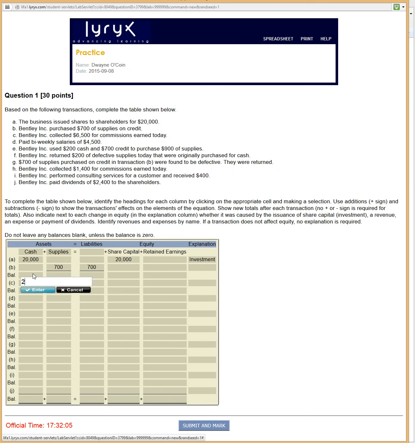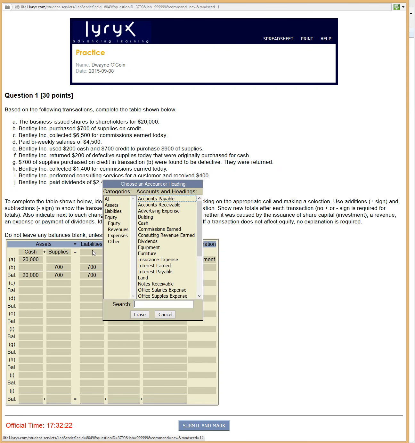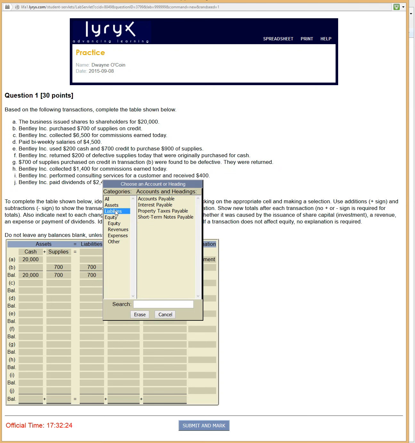So now we have a balance of 20,000 in cash, 700 in supplies, 700 in liability. We need to put in the liability here. I guess we need to come up with a total here first. Okay, there's the total. And we need to put in the kind of liability we have here. So the liability would presumably be accounts payable.